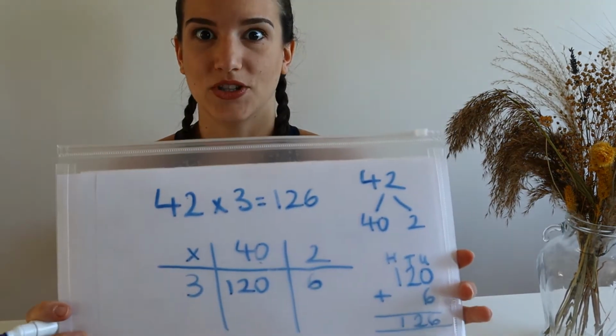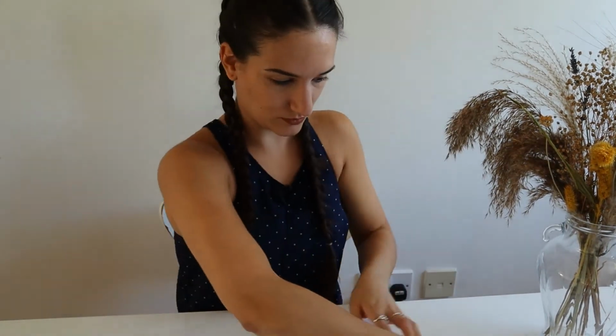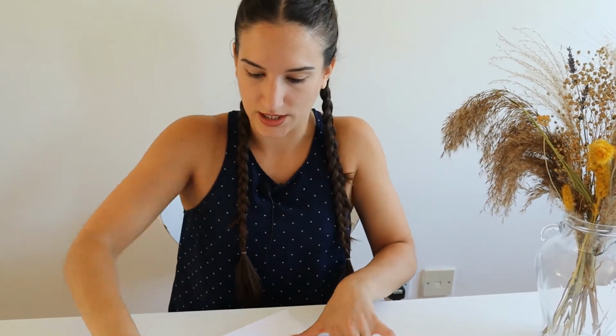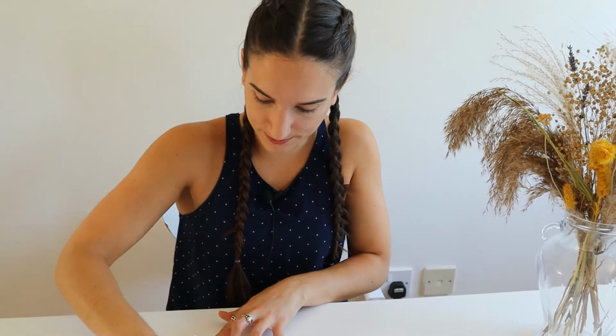Okay, I'm going to do another one. So remember, you need to first partition the number, then you're going to times that number, use your times tables, and then at the end you're going to add your answers. Another one.